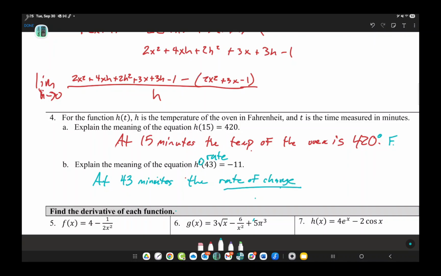Okay. I need to see 43 minutes, rate of change. And then again, you could either say is negative 11 degrees Fahrenheit or is decreasing by 11 degrees Fahrenheit. Either is fine. So I'm just going to say is negative 11 degrees Fahrenheit. And you can say rate of change in temperature. I mean, you can make this whatever sentence, but the important things I have underlined, you need to have those when you're given the derivative.